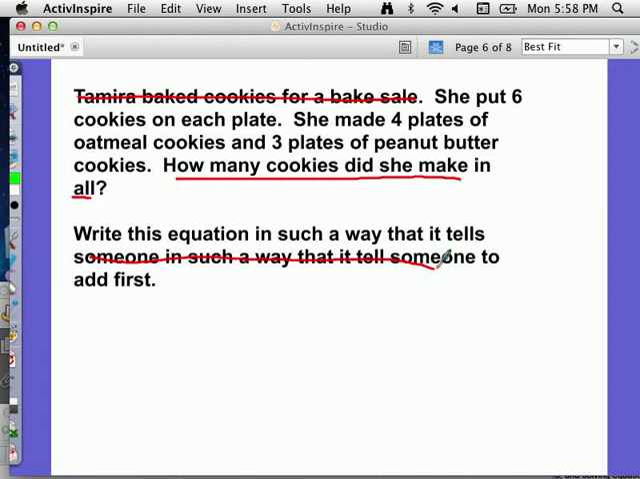So the number of cookies is going to increase, of course. I'm going to be multiplying the cookies times the plates. Why? Let me see, if I have 4 plates of oatmeal cookies and then I have 3 plates of peanut butter cookies, I can add this right here. Yes. And once I find out how many plates I have, I can multiply it times 6. Oh, I remember that from our previous video.